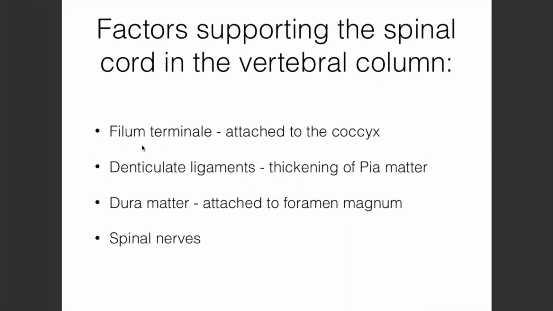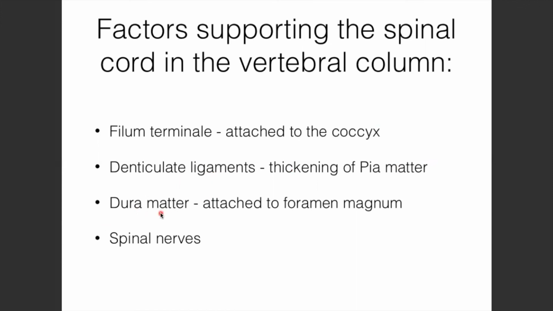So أول حاجة عندنا الفايلم terminal. الفايلم terminal is basically the ending of the meninges, all of them together, which attach to the coccyx. We're going to be talking about meninges in the next video, so you'd be able to understand what the filum terminale is. Next, denticulate ligaments, which are basically a thickening of the pia mater. Again, we'll also mention it in the next video. And basically, the denticulate ligament would attach the spinal cord to its place.